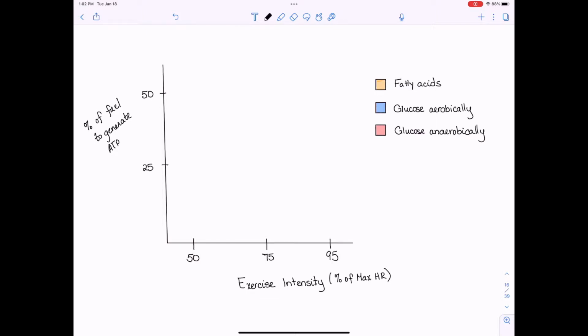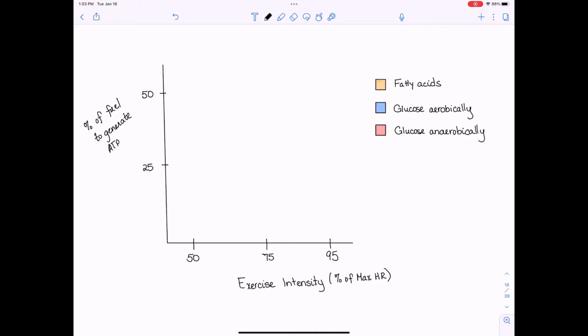Exercise intensity can be assessed by something called percent of maximum heart rate. Now, your maximum heart rate is probably around 200 beats per minute if you're under the age of 30. So 50% of maximum heart rate would be 100 beats per minute. And your heart rate might be 100 beats per minute if you're walking briskly. So that's a pretty low intensity exercise regime.